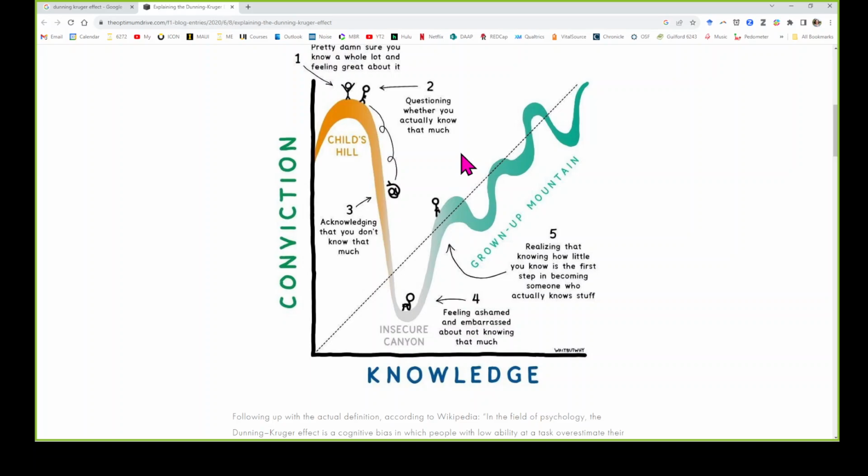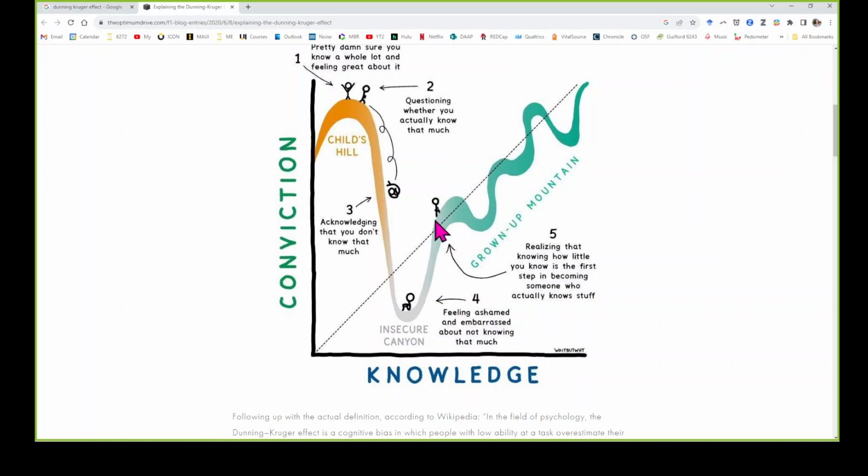I believe Hugh, when he was 6, told me, I don't need to go to school anymore. I already learned everything. He might have a ways to go, such as how to spell more than his first name correctly. So Child's Hill here, and then there is a very sharp drop-off. I like the child is tumbling here, questioning whether you know that much, acknowledging that you don't know much, down to Insecure Canyon, which I think is where most of us live most of the time, right? It's like, I don't know much, but I know that I don't know that much, and I feel very bad and embarrassed about that. Ashamed.